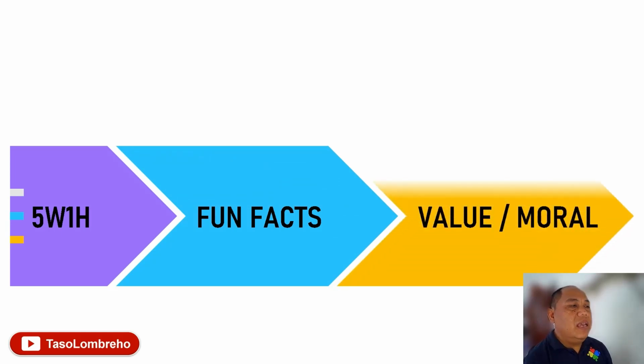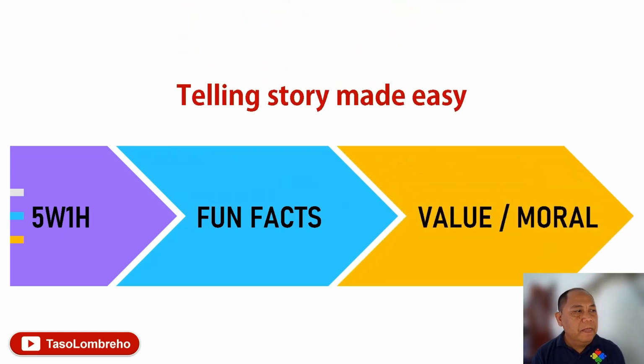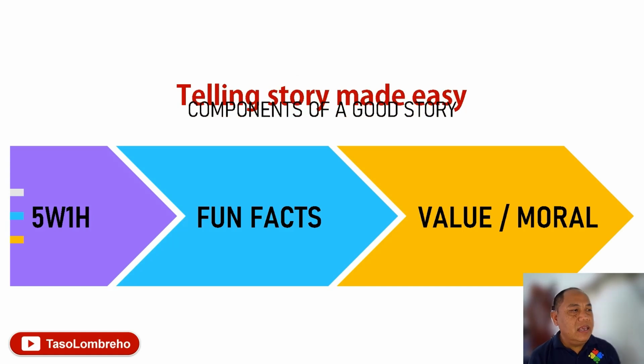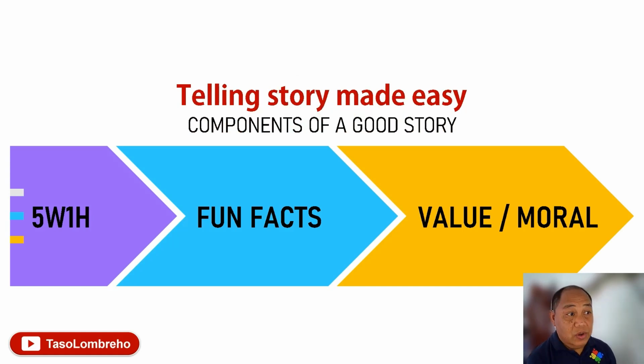Okay, so here is my diagram. Telling story made easy, components of a good story. In this diagram, there are three parts or three components of a good story, differentiated by different colors here. So what we have here on the left is 5W1H. 5W1H is a collection of information.